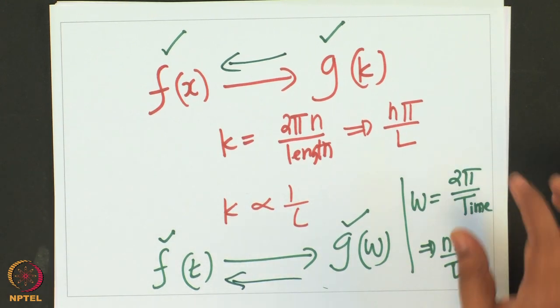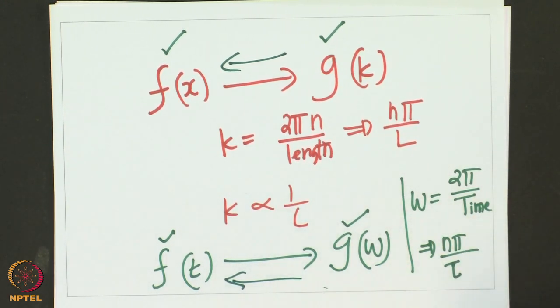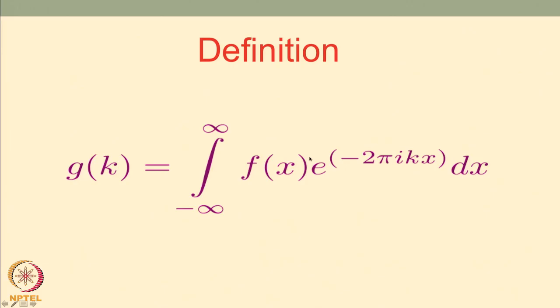To do all this, we have to learn this idea called Fourier transform. So what is Fourier transform? This is the definition of Fourier transform. If I have a function f of x, I can convert that into g of k by multiplying that function by e power 2 pi i kx dx. So I can define k appropriately.